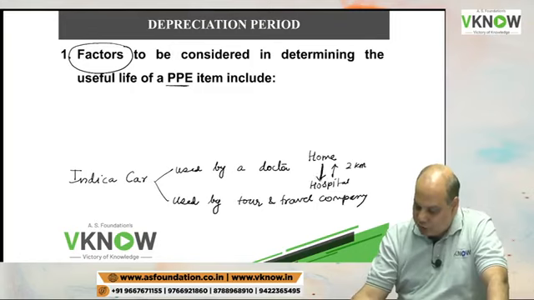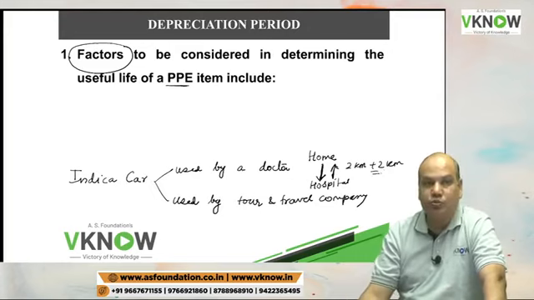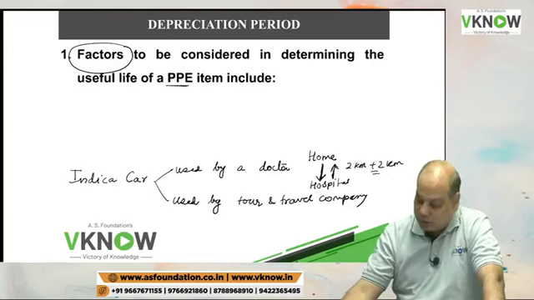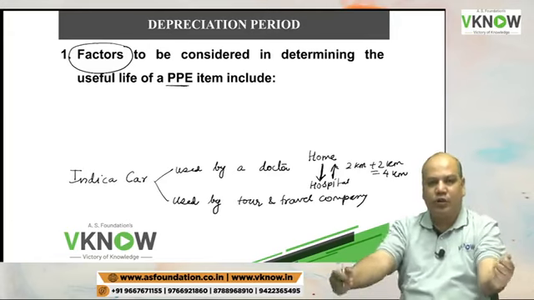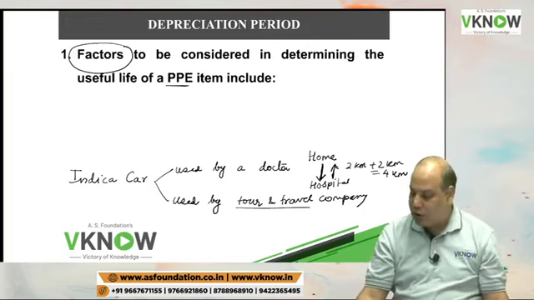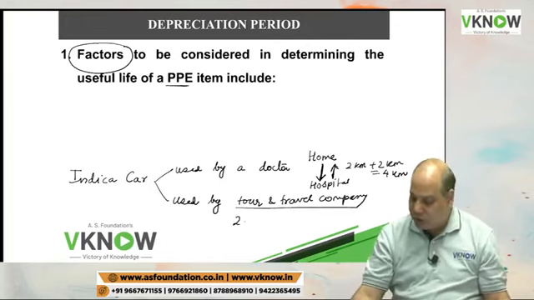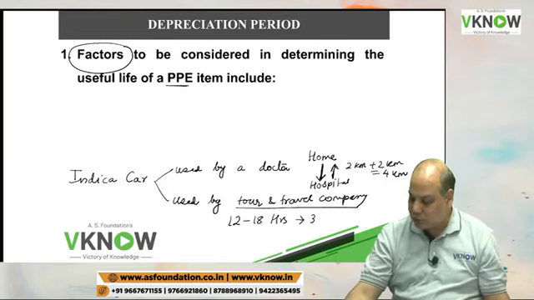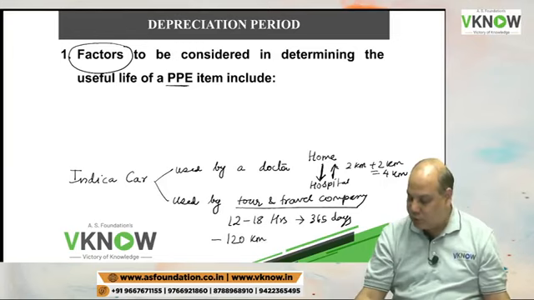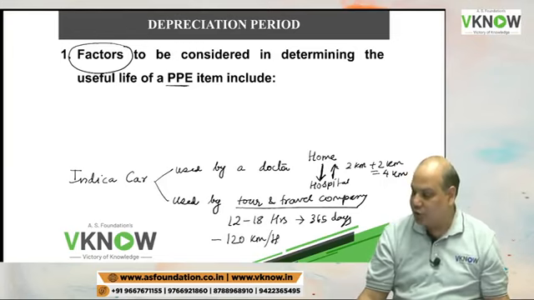So every day he will drive 2 kilometers, 2 kilometers, 2 plus 2, how much is that? 4. So he drives 4 kilometers. And the doctor drives very carefully, slowly, at the speed of 30 kmph. The tour and travel company drives this car almost 12 to 18 hours a day, 365 days. They drive at the speed of 120 kilometers per hour. Now you have understood the question.